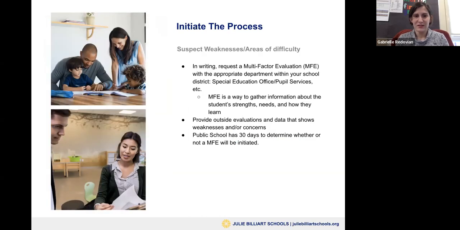Initiating the process. So now you feel like there's a weakness or an area of difficulty. You are going to, in writing, request a multi-factored evaluation to the appropriate department in your school. So that's often the special ed director, or it's called pupil services. It just depends on each school. And you are going to write to them and tell them that you feel that there are weaknesses going on with your child.